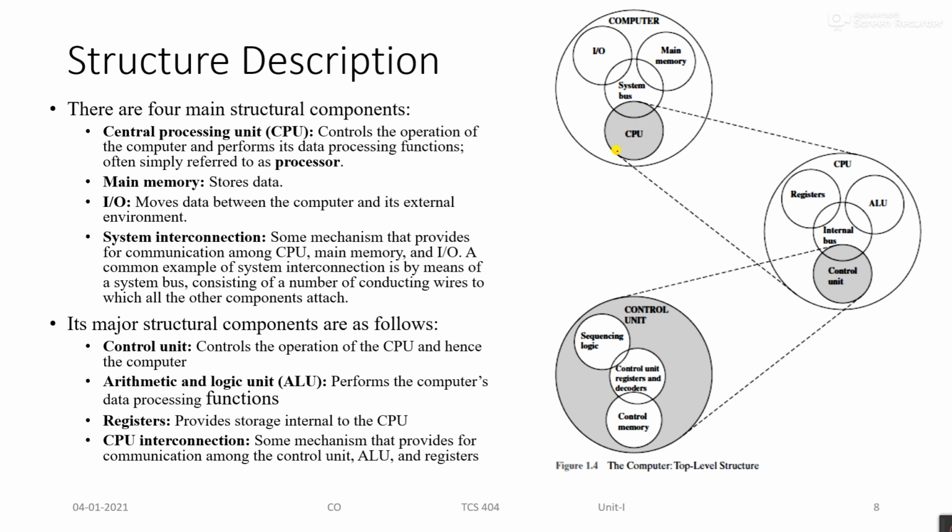CPU is the central processing unit, and it has registers, which are used for the temporary storage of data, and the ALU, arithmetic logical unit, which is used for calculation and manipulation of the data. The internal bus is used for interconnecting all these units among each other. The control unit decides how the ALU and registers will work. The control unit is further divided into sequencing logic, control unit registers and decoders, and control memory. This control unit does not have the bus.